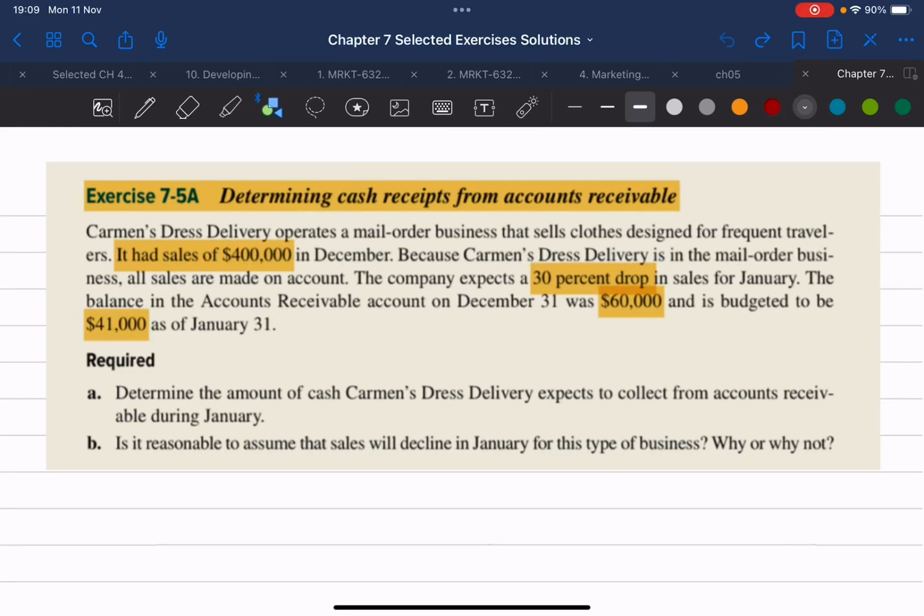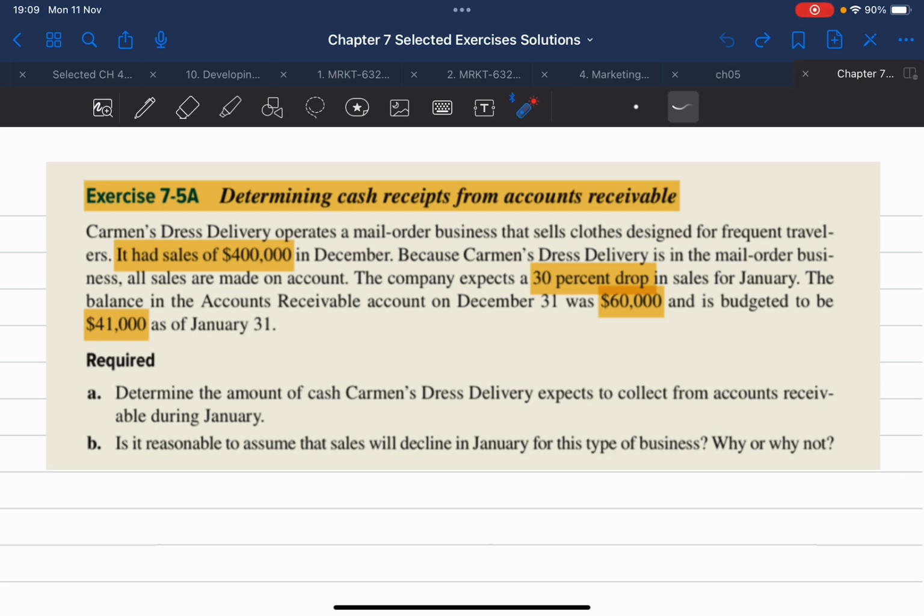Hello everyone, welcome to this exercise walkthrough from our Chapter 7 exercise list for Managerial Accounting course, ACCT 428. In this particular video, we're going to look at exercise 7-5A, so let's read the question together.